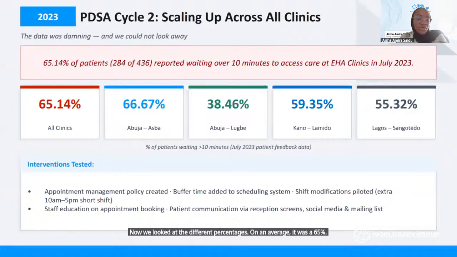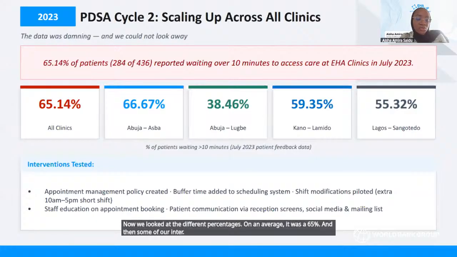And then some of the interventions that we tested: we needed to create our appointment management policy. We needed to also put a buffer time into our scheduling system.